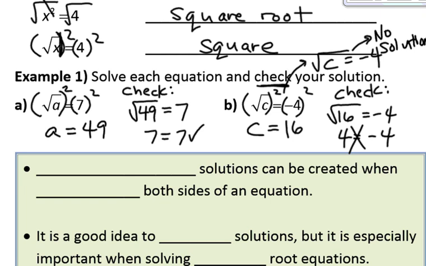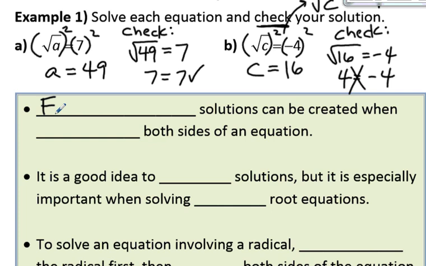What we call that type of solution, where you solve and get an answer but it doesn't work, is a word you need to memorize. It's called an extraneous solution. You can think of it like an extra solution. It's not really a solution. Extraneous solutions can be created when we square both sides of an equation. When you take the square root of both sides of an equation, that's okay. But if you square both sides of an equation, you can get extraneous solutions.